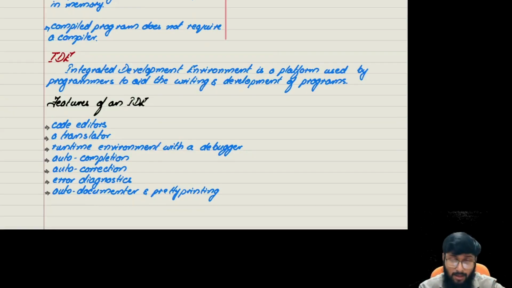This is known as auto completion. Auto correction: if there is any error in the spelling, it makes an auto correction. Error diagnostic: if there are any other errors, it will diagnose those errors and ask you to correct them. And auto documentation and pretty printing, that means it is making a proper indentation, as well as giving different colors to different statements, so that it is more visible where you have utilized which statement. So this was all for the software.